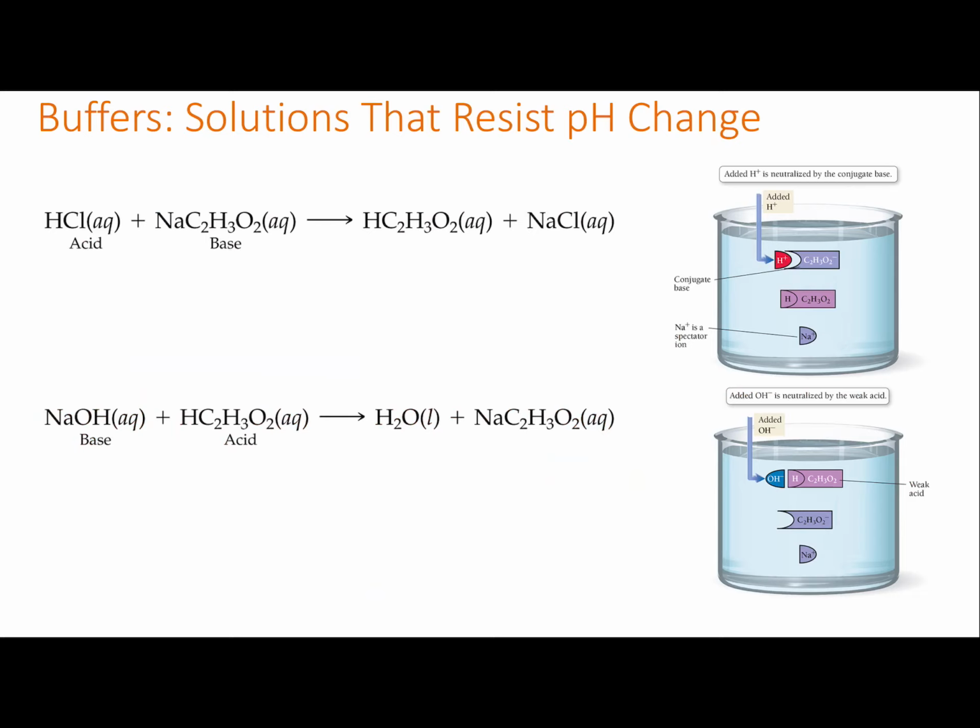Human blood, for example, is a buffer. In healthy individuals, blood pH is about 7.36 to 7.4. But if your blood pH were to drop below 7 or rise above 7.8, you'd die.